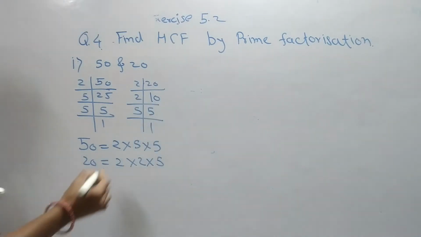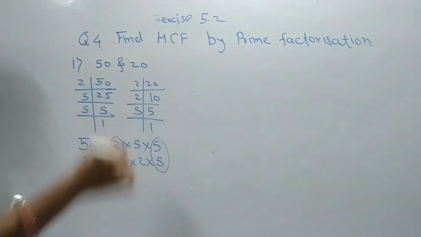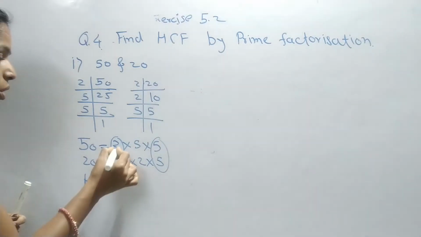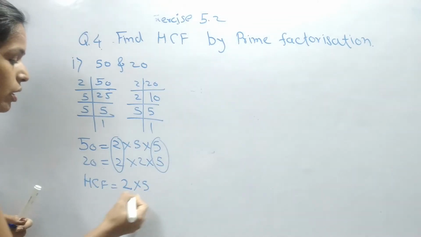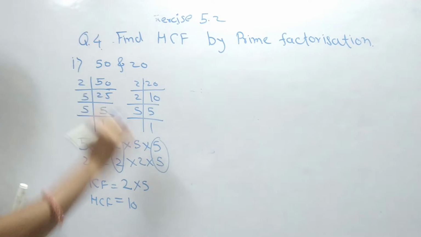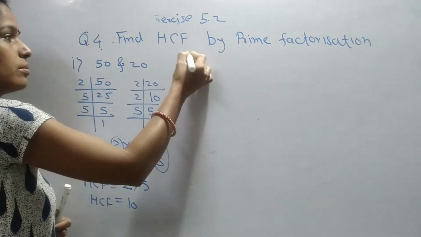So therefore the common factors are these. Which are the common prime factors? So its HCF is equal to the common 2 and the common 5. 2 fives are 10 is the HCF of 50 and 20. Got it? Let's see one more example.